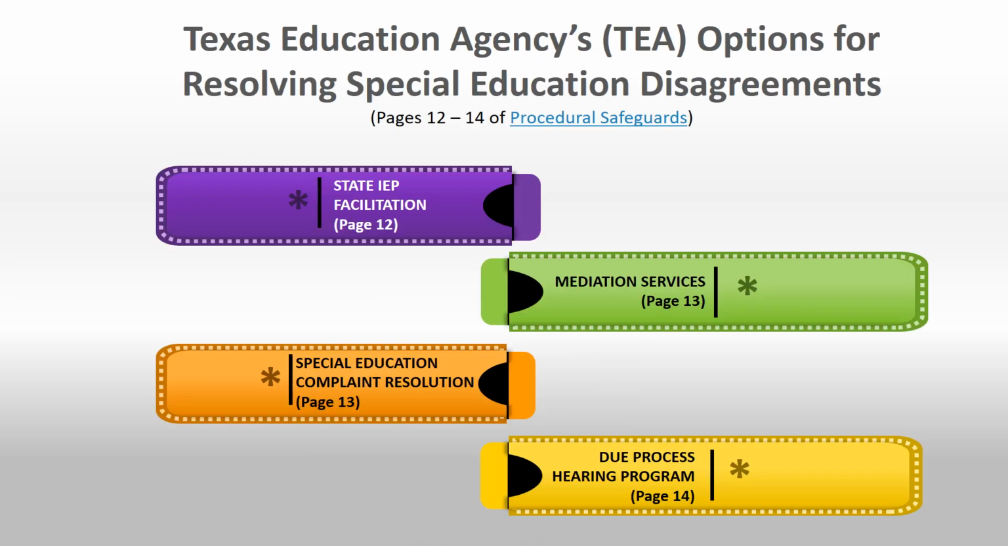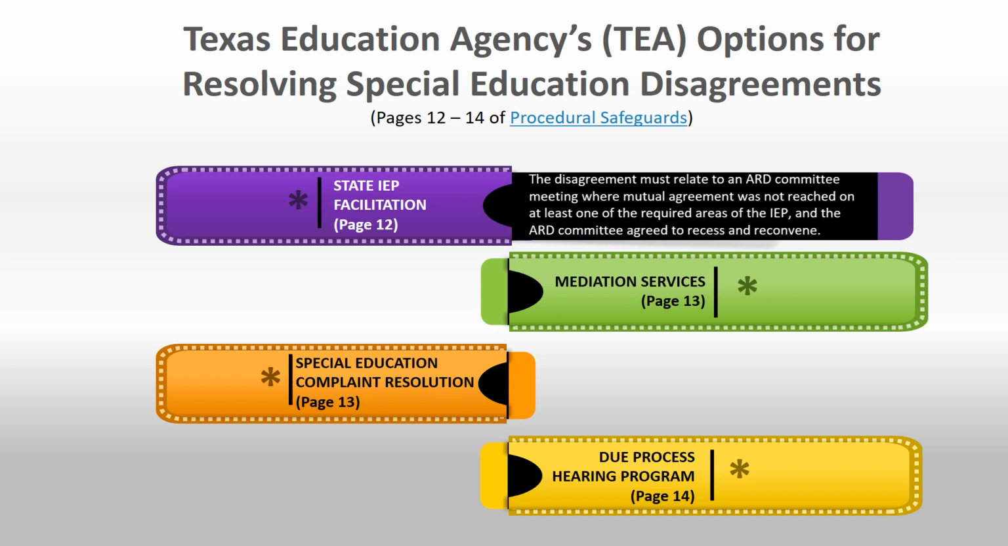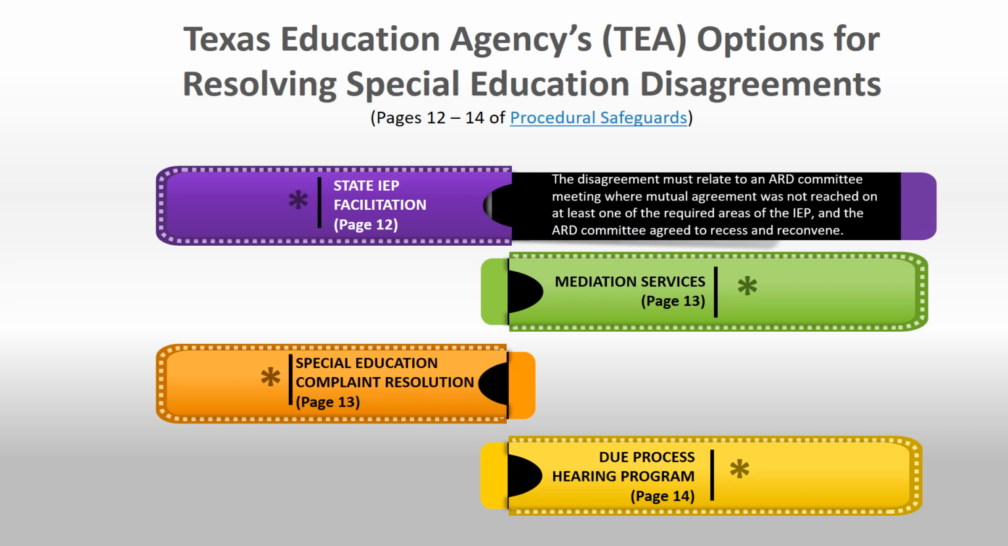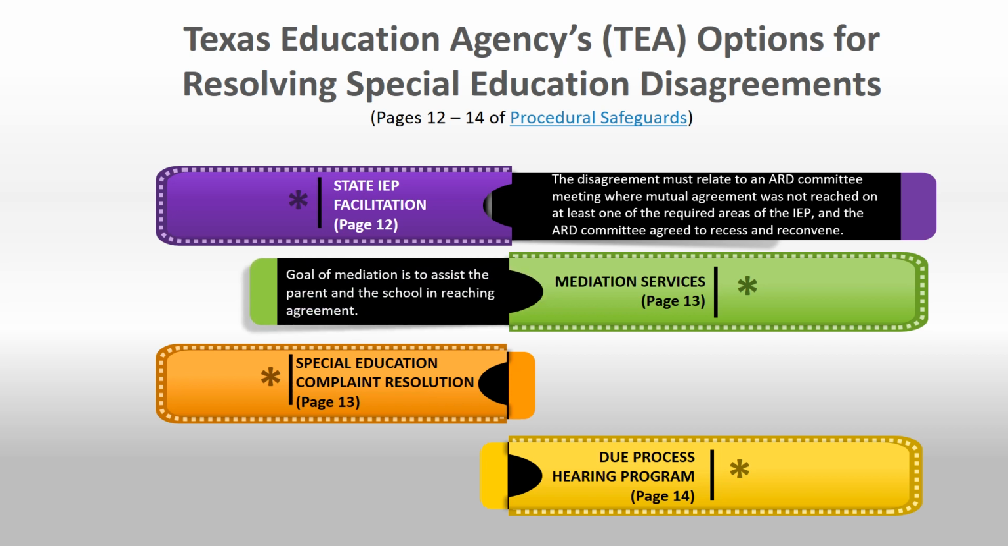Texas Education Agency's options for resolving special education disagreements, pages 12 through 14 of Procedural Safeguards. State IEP facilitation: the disagreement must relate to an ARD committee meeting where mutual agreement was not reached on at least one of the required areas of the IEP and the ARD committee agreed to recess and reconvene. The goal of mediation is to assist the parent and the school in reaching agreement.